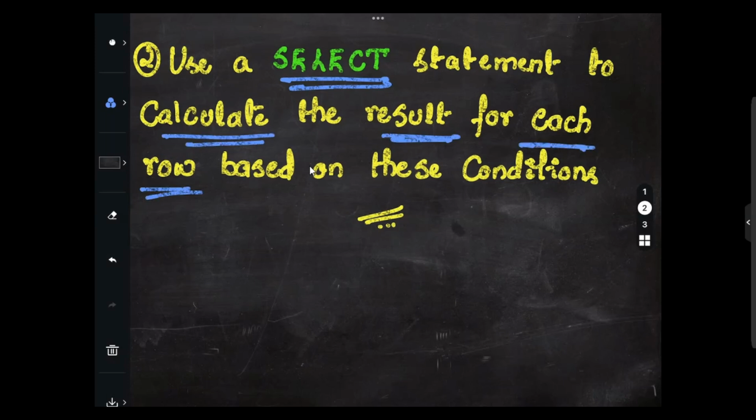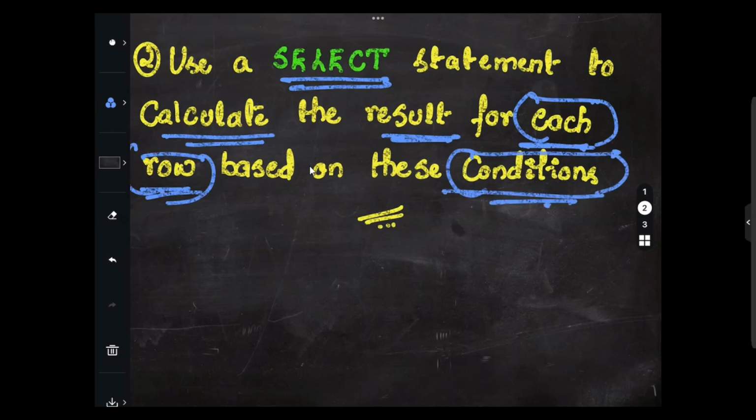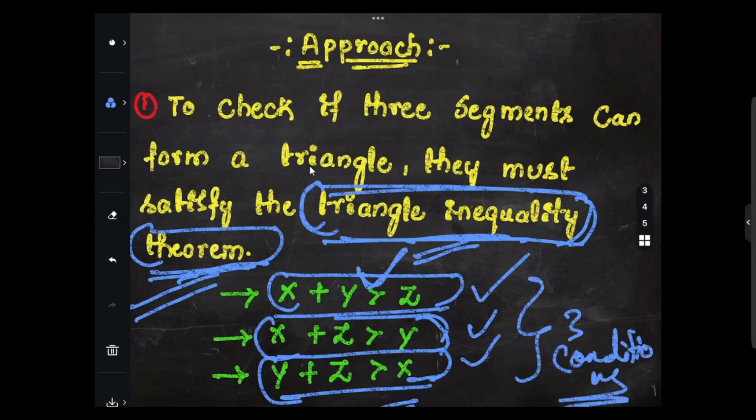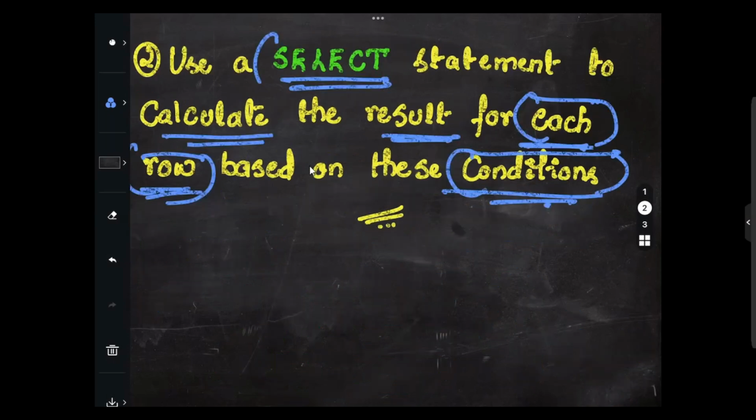This is important. We have to calculate the result for each row based on the conditions, the previous conditions, the three conditions we have here, right? These three conditions I'm speaking of. So in this case, we will be making use of the select statement to calculate the result for each row based on these conditions.